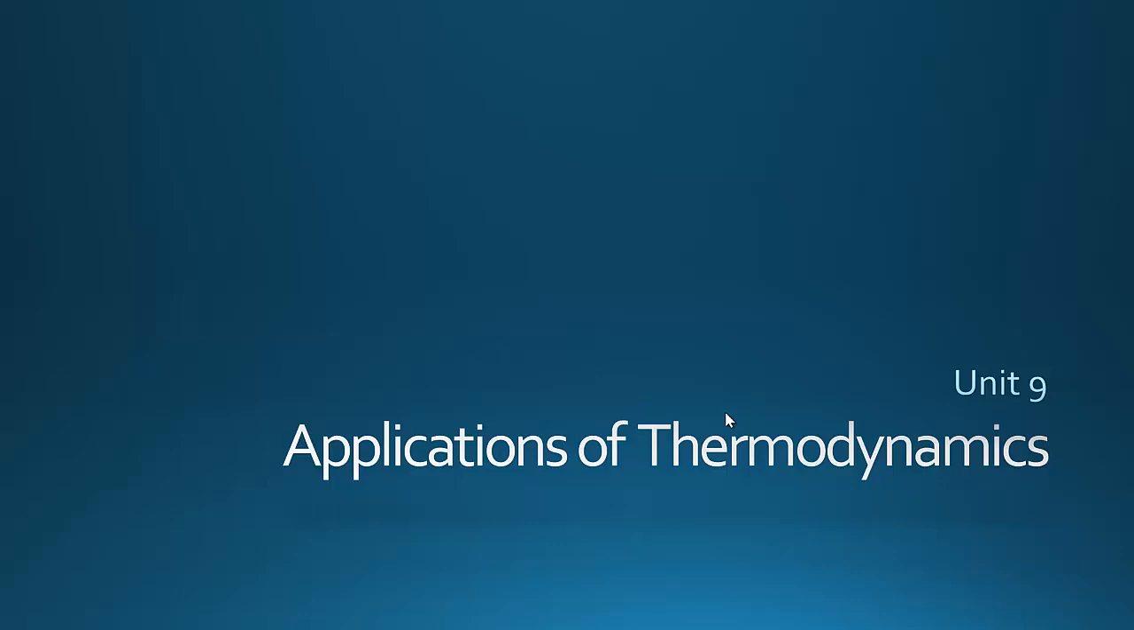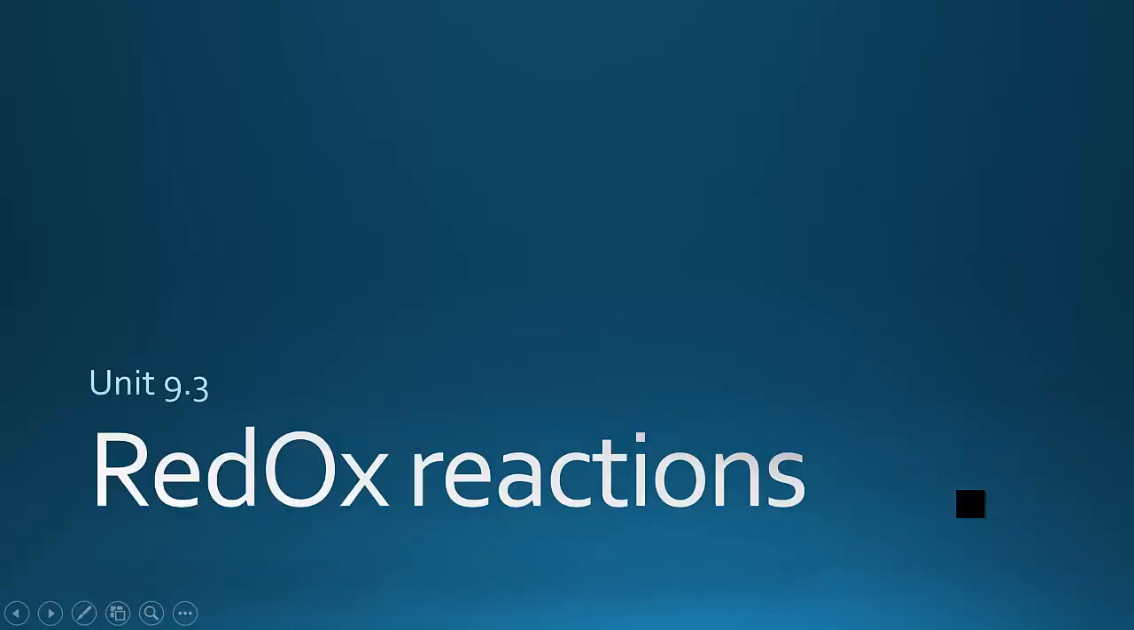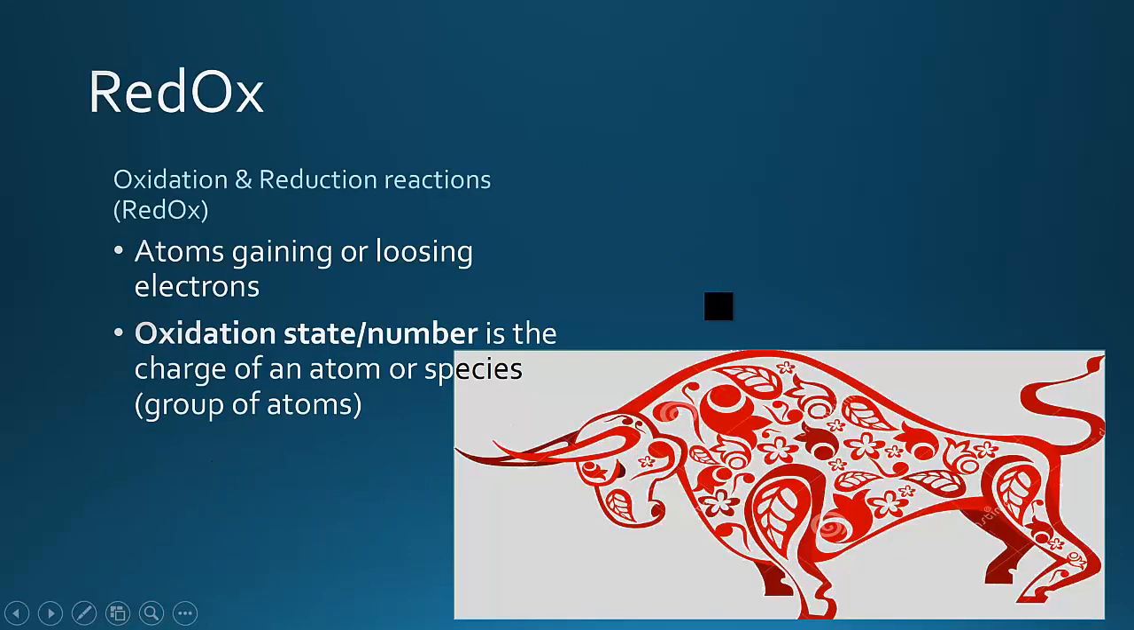Today we will be talking about Unit 9.3, Redox reactions. Redox is an abbreviation for reduction and oxidation, which is when an atom gains or loses electrons and therefore changes its charge or oxidation state. Now, we've talked about charges of elements before.